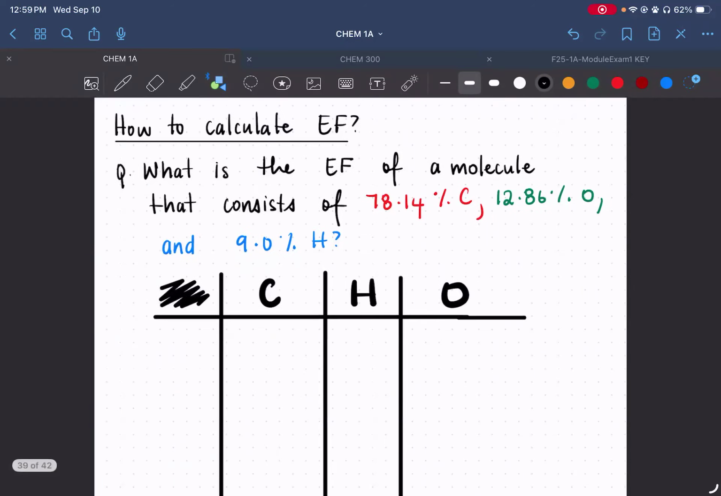It does not matter the order in which you write the columns. I just wrote them in whatever order I wanted, not even the order the question gave us. The order does not matter.